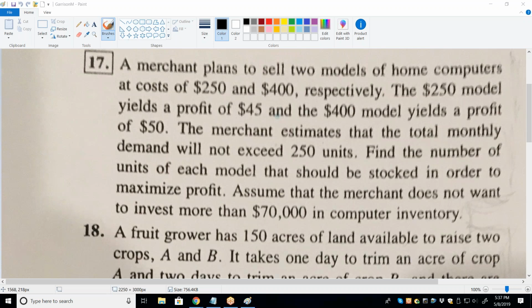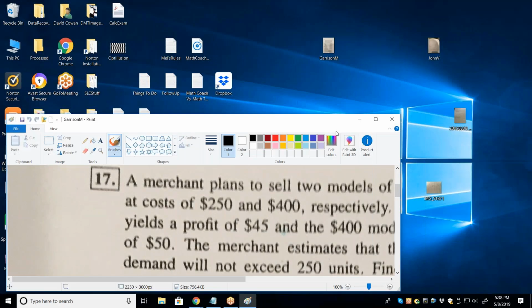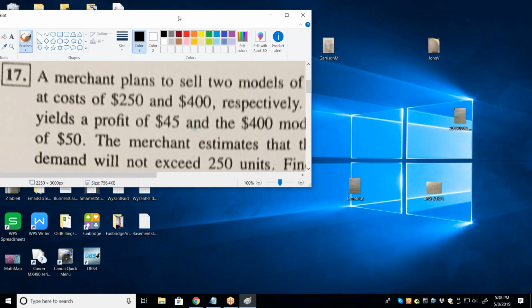I suppose it might have to do with the fact that they're trying to teach students real life applications of this algebra. And that's what these are. In other words, these are real life. There truly is a merchant out there that sells two different types of computers, and he's trying to figure out which ones to stock.